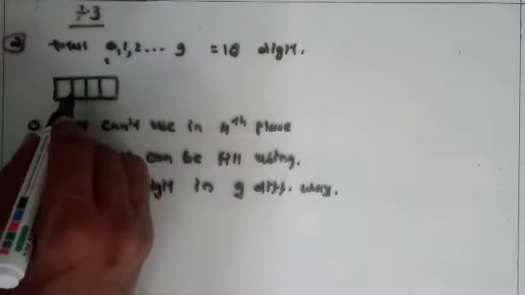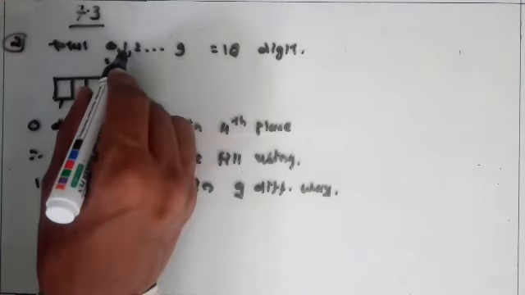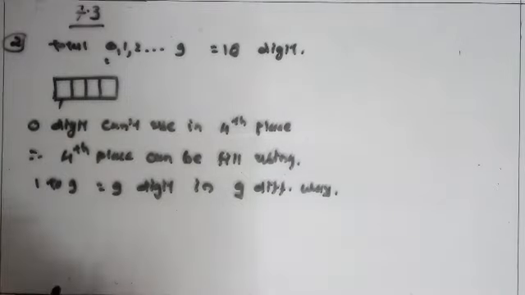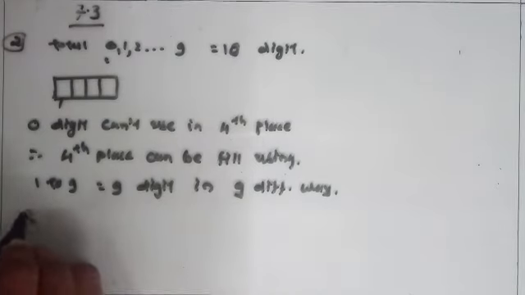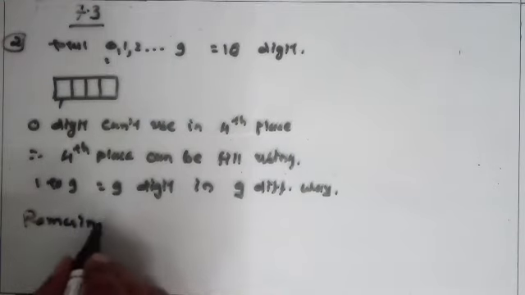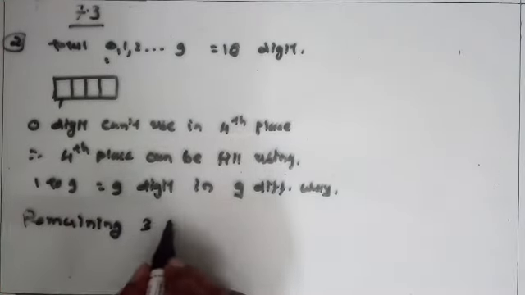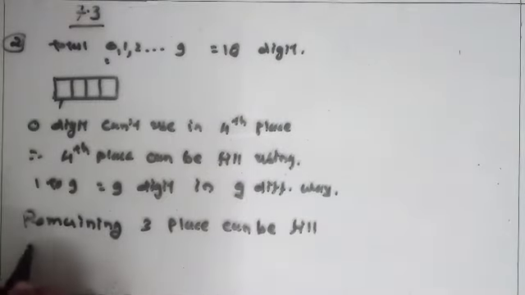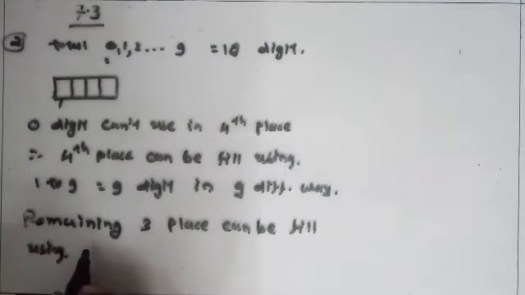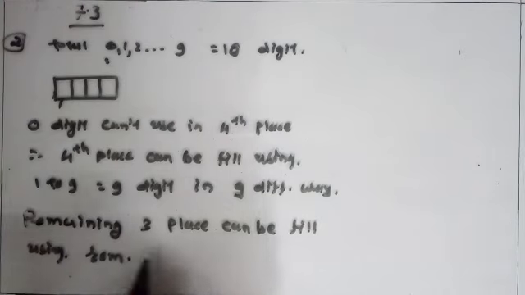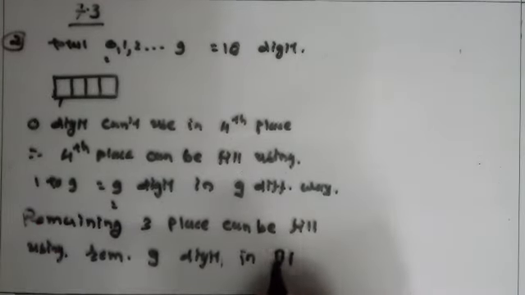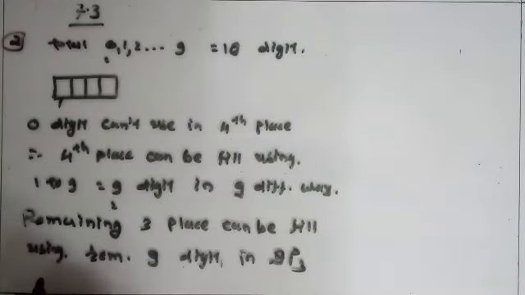Now the remaining 3 places can be filled using the remaining digits from 1 to 9 and 0, that is, a total of 9 digits we use for these 3 places. The remaining three places can be filled using the remaining 9 digits in 9P3 ways.